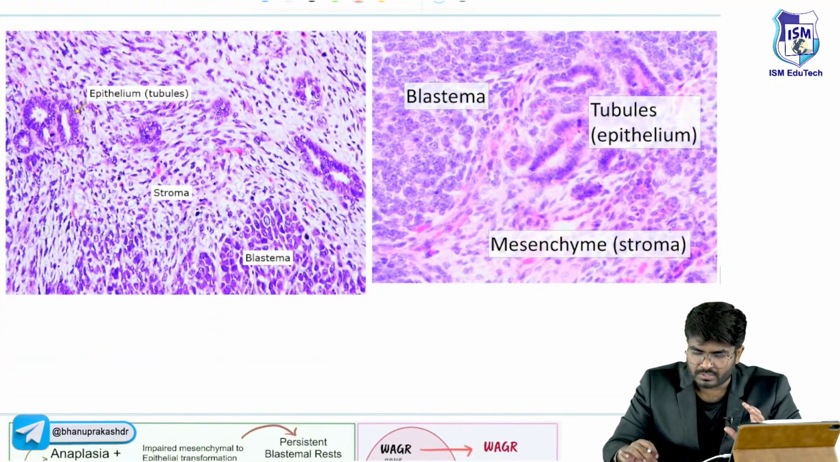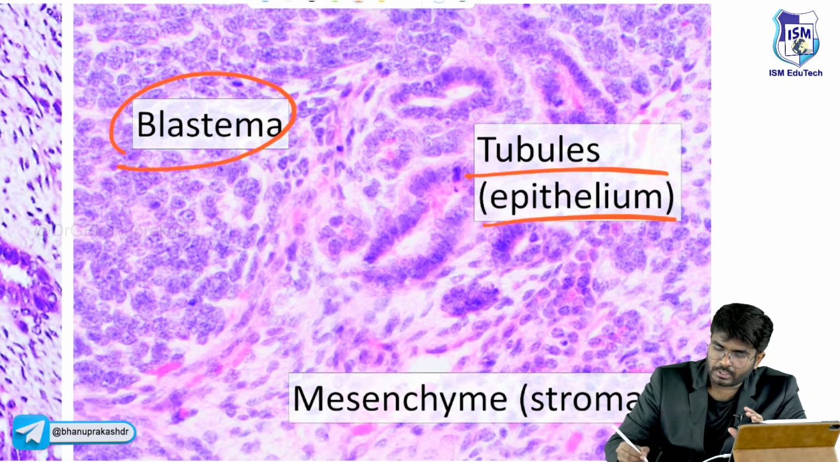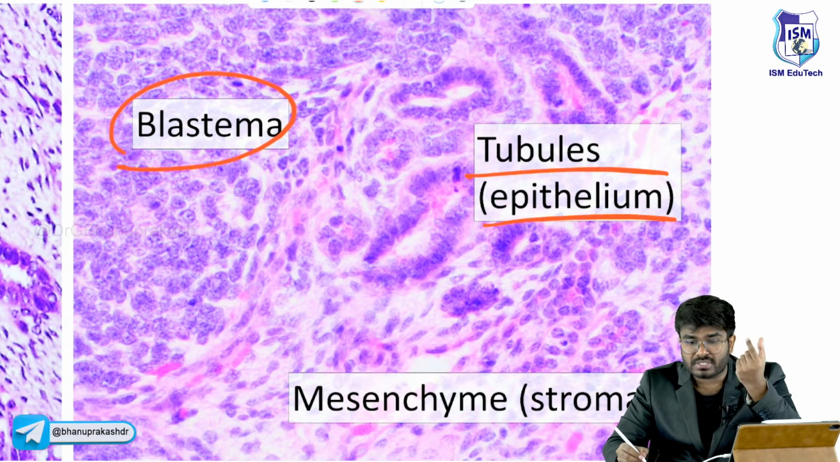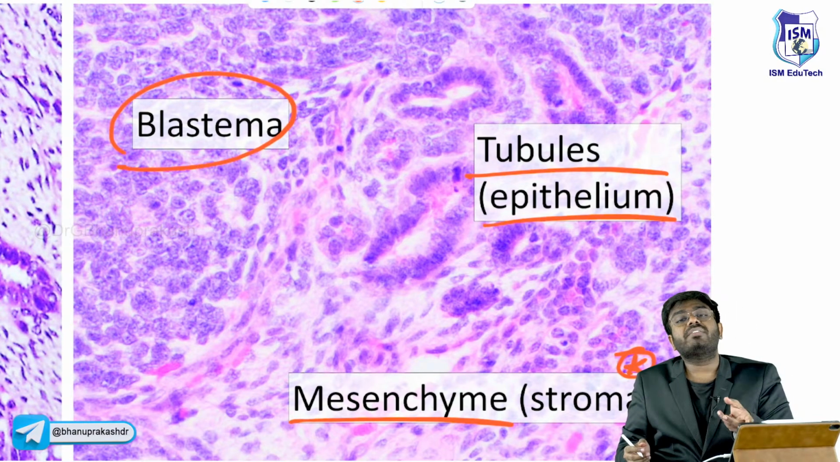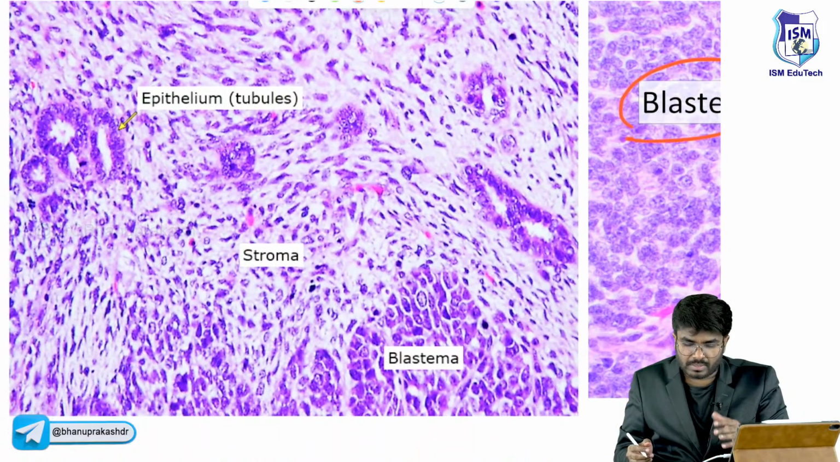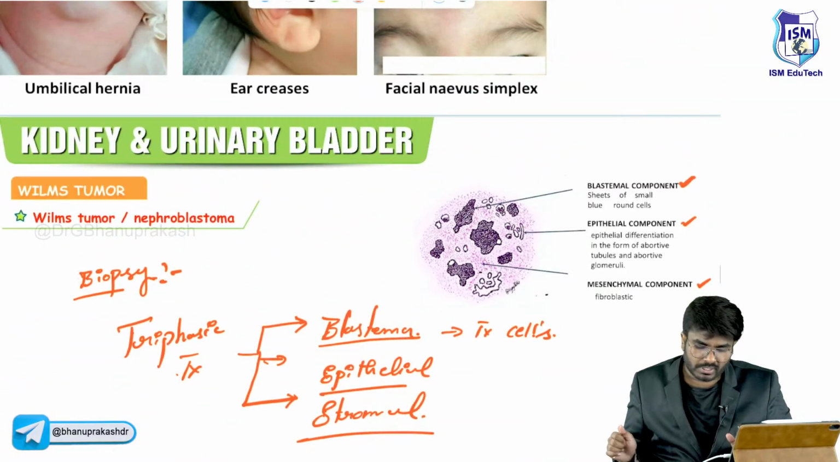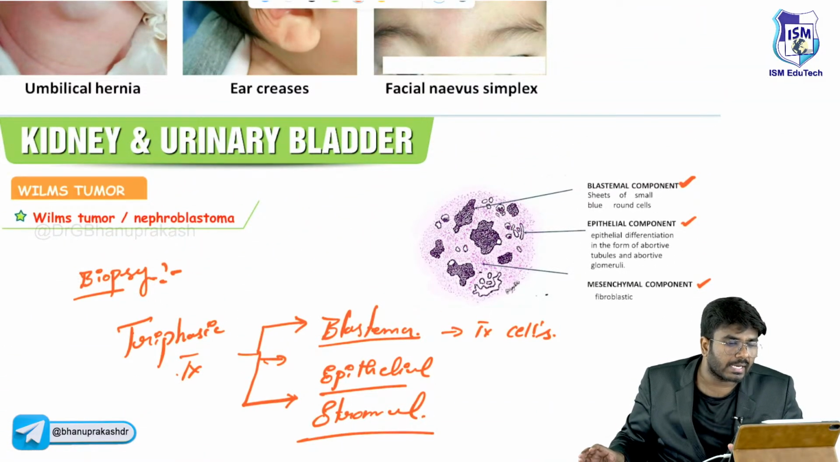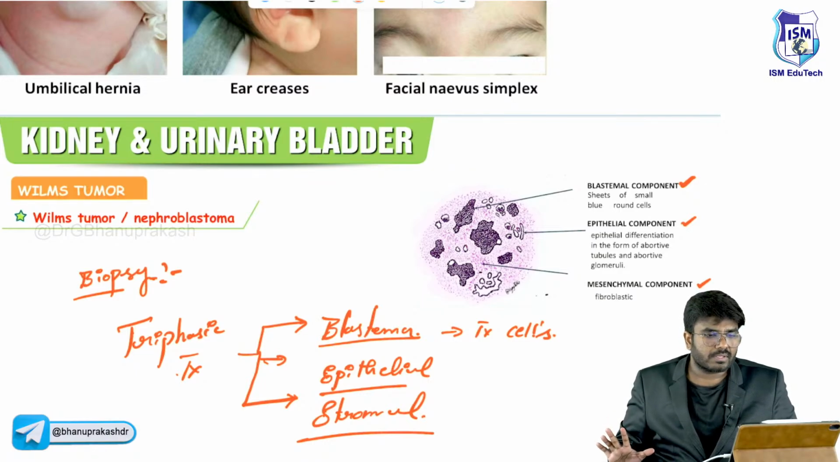Important MCQ, triphasic tumor. You can look here. The blastema is going to be there. Epithelial cells, the renal tubules are going to be there, and the stroma, the mesenchymal component. It's a triphasic tumor. Three types of tissues are going to be present here also. Epithelial cells, tubules, stroma, and blastemal component. Three types of components are seen in one single tumor, so it's an example of a triphasic tumor. Okay, these are some important points which I want you to know.